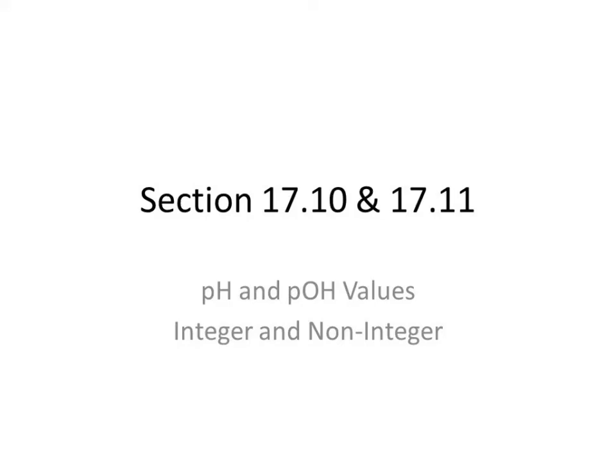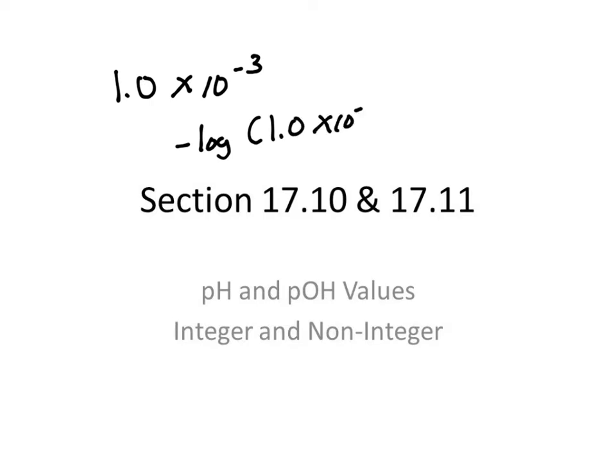All right, for the last part of this chapter, I've combined them into one set of lectures. 17.10 just looks at logarithms that are all nice clean numbers. So like if I have 1.0 times 10 to the negative third, the negative log of 1.0 times 10 to the negative third is 3.00.